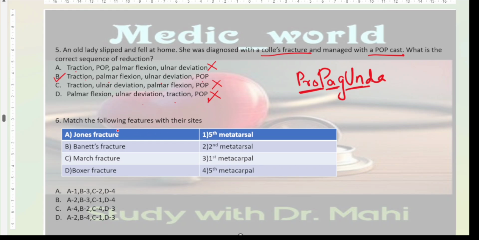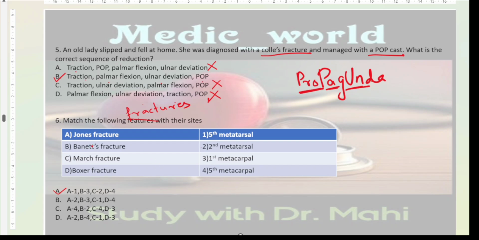Now the next question: match the following fractures and their sites. Jones fracture, Bennett's fracture, March fracture, and Boxer's fracture. Let's start with the most common one. We all know March fracture is in the second metatarsal. So C is 2. We got the answer. Only one option has given C2. So the answer to this question is option A.